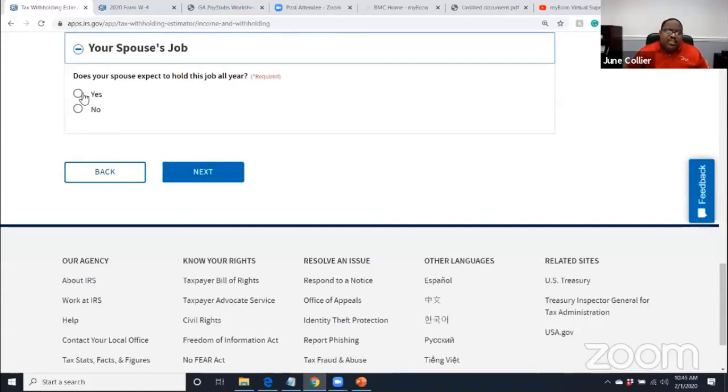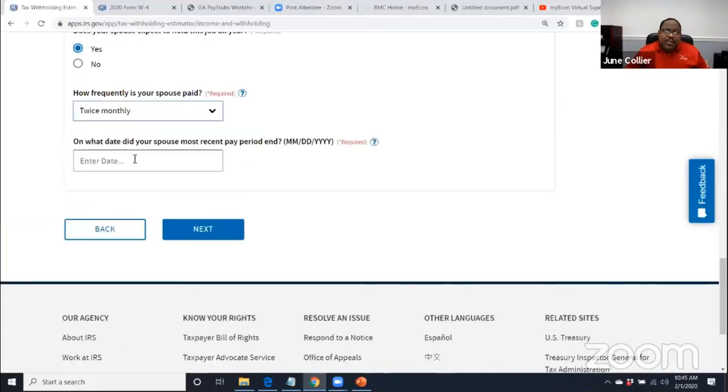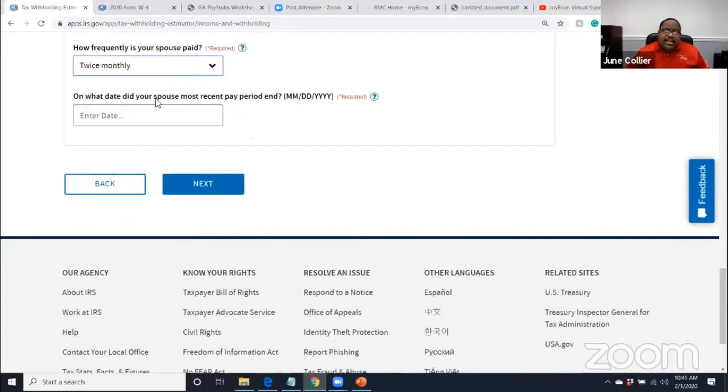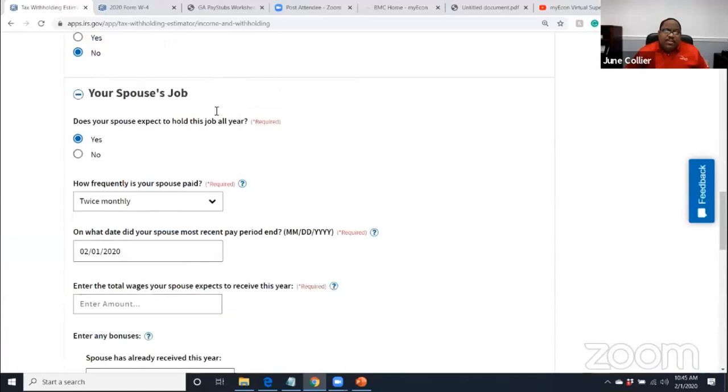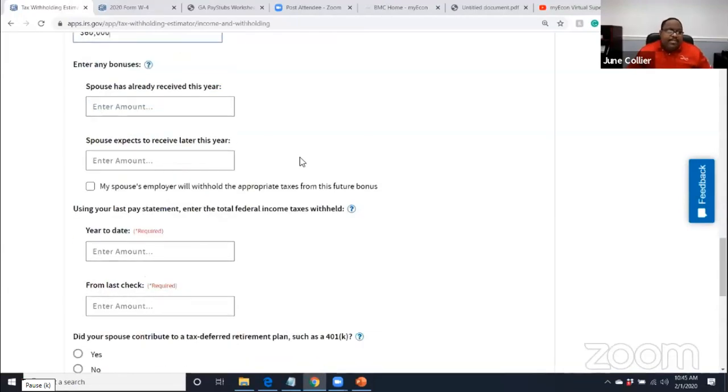Does your spouse expect to hold this job all year? The answer is yes. How frequently is your spouse paid? She is also paid twice a month. On what date did your spouse's most recent pay period end? We're going to enter February 1st here. Enter the total wages your spouse expects to receive this year. We know that she expects to receive $60,000, so we're going to enter $60,000 in this box. Enter any bonuses. Again, she has a good job, but not a great job, and so there's no bonuses that she has received or will expect to receive. So we'll leave that box blank.